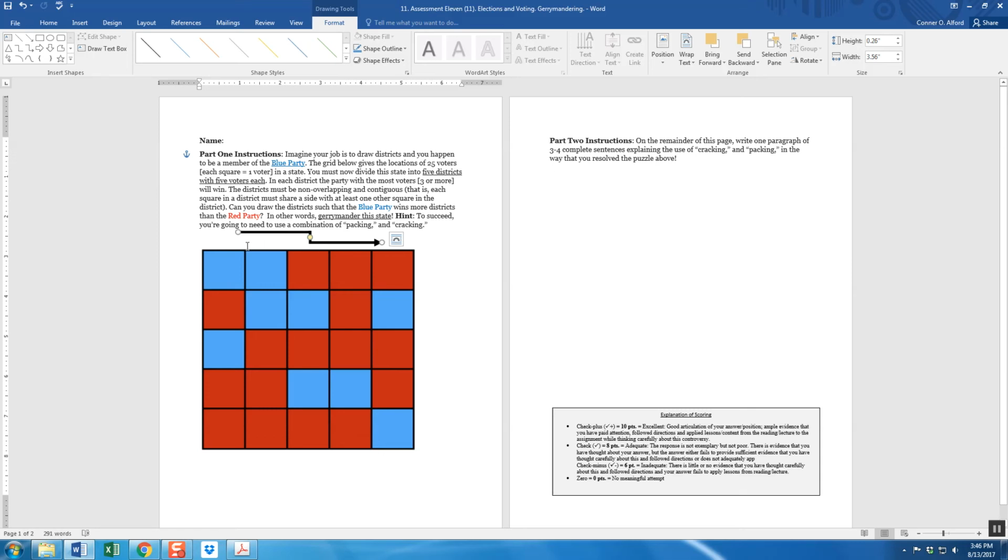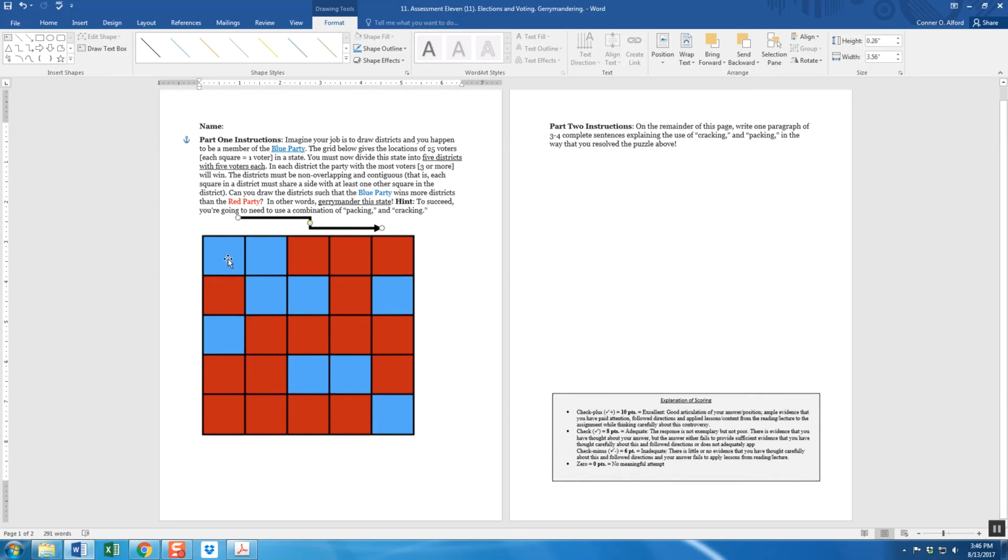You should see basically what I currently have on the screen. Now, you'll notice that the most dominant feature in this assessment is going to be this 5x5 grid of red and blue squares. There are a total of 25 squares in this grid, and your job is to break the grid up into 5 separate groups of 5 squares each. And you want to do so in such a way that in at least 3 of these 5 groups of squares, the blue squares are a majority.